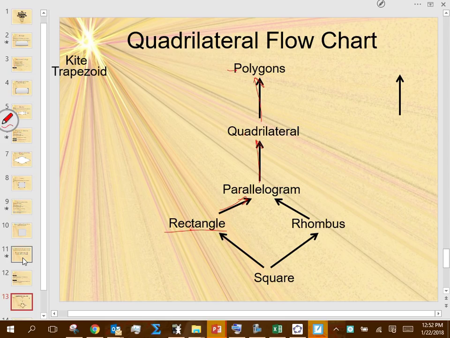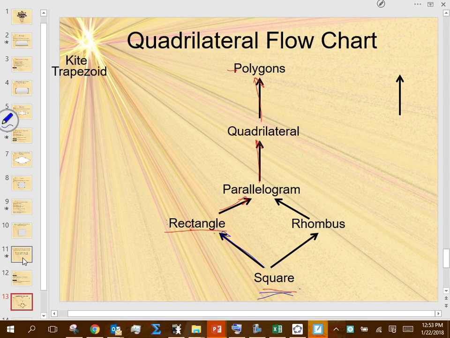Is a rectangle going to have the features that a rhombus has? No, because there's absolutely no way to go along those arrows, those one-way streets, to go from rectangle to a rhombus. Okay? I can't get that. But if I'm at a square, is that going to be a rectangle before it becomes a square? So it's going to have those properties of a rectangle, isn't it? I can flow from square to rectangle. So a square is a rectangle. Can a square go to a rhombus? Yes.